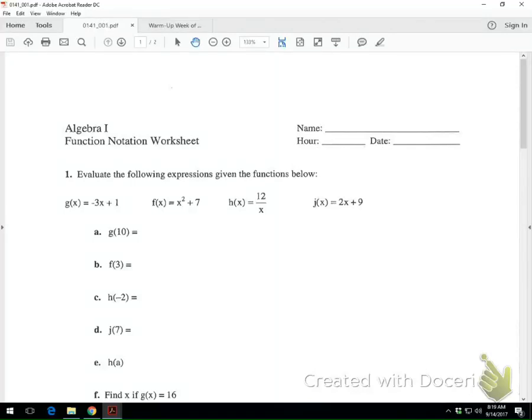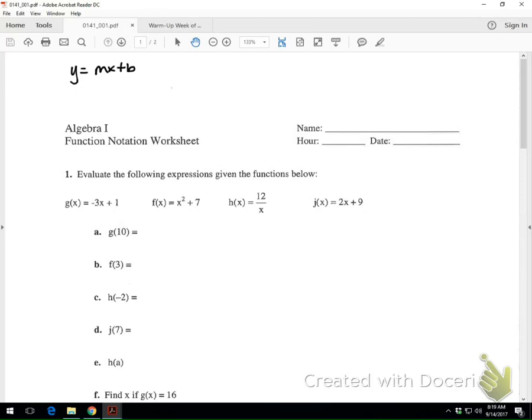Okay, function notation. Up here at the top, I just want you to write a few things. You're used to seeing this: y equals mx plus b, right? That's just basic. You're used to seeing that.